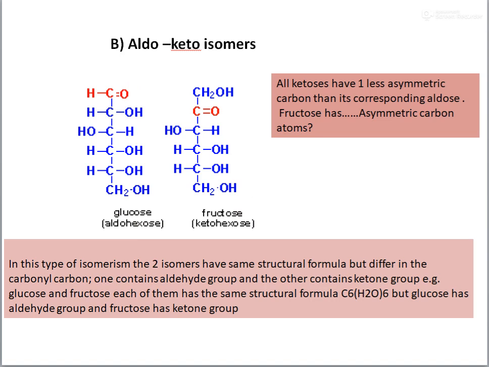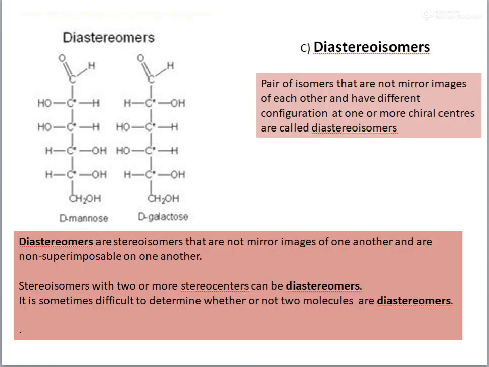Then now let's move on to the next type of stereoisomerism which is found in carbohydrates. The next one is a case called diastereoisomers. Now, what do you mean by diastereoisomers? These are stereoisomers which are not mirror images of one another.